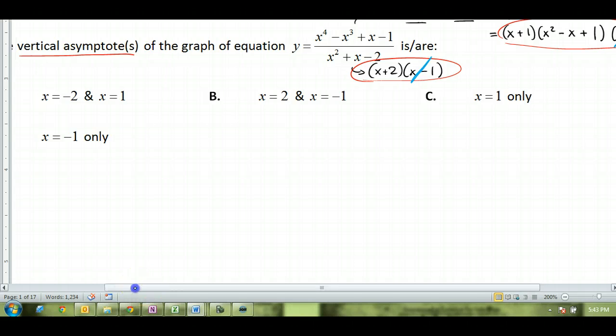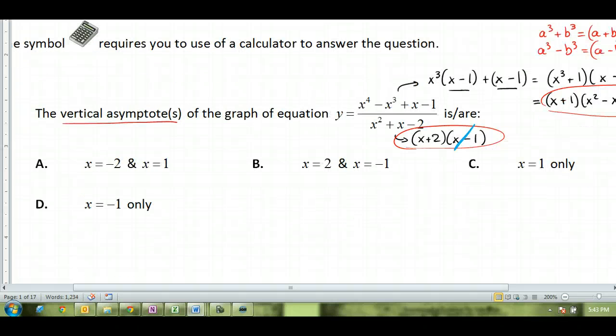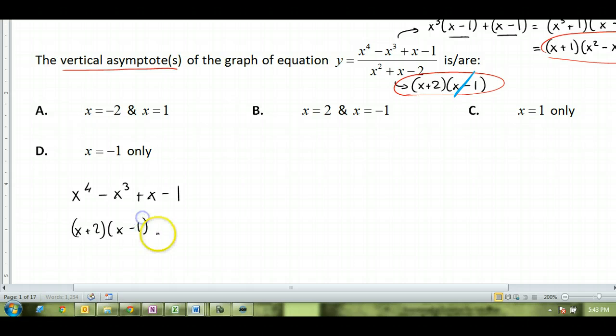So what do you do if you don't factor the top? If you don't know how to factor the top, how can you check if this is correct? So look, you have your bottom. Okay, here, let's write the top. x to the 4th minus x cubed plus x minus 1, right? And at the bottom, I have x plus 2 times x minus 1. So, for the vertical asymptotes, you want that to be 0, but this cannot be 0. So, that 0 is easy. It's x equals negative 2 or x equals 1.